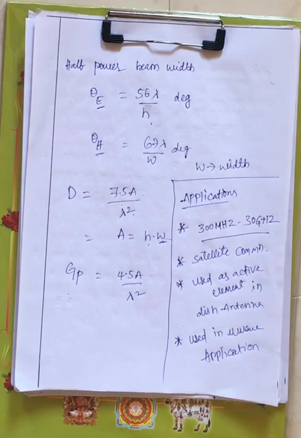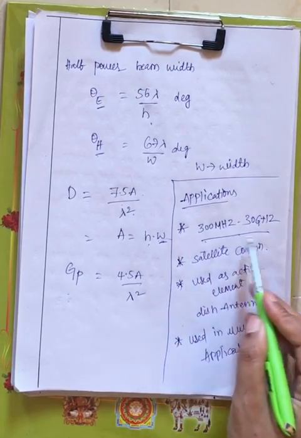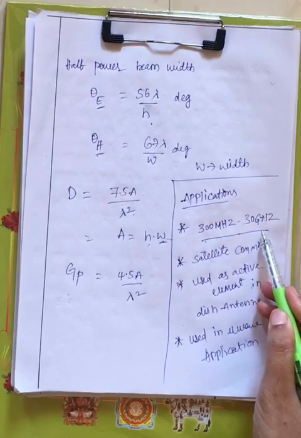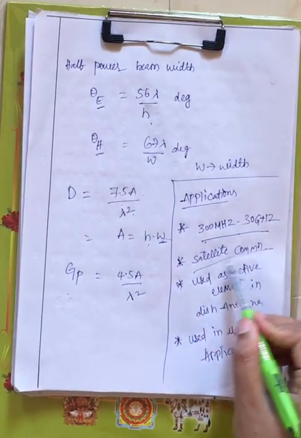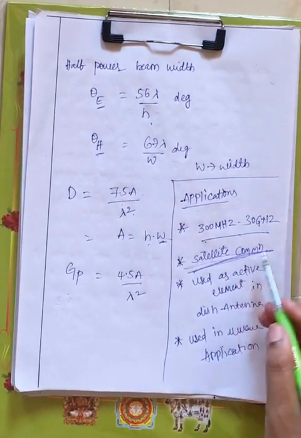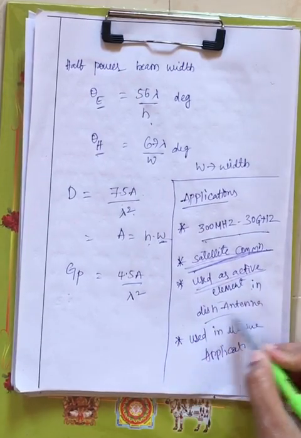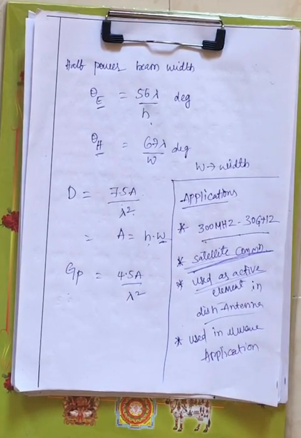Now this horn antenna works in the frequencies from 300 megahertz to 30 gigahertz. Application one is satellite communication, and another is its use as an active element in a dish. If you see your dish, it contains a horn antenna in order to transmit the signal. Then microwave applications. For different types of microwave applications you can use this horn antenna.